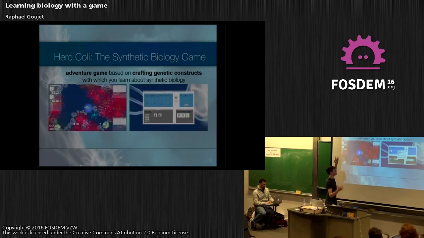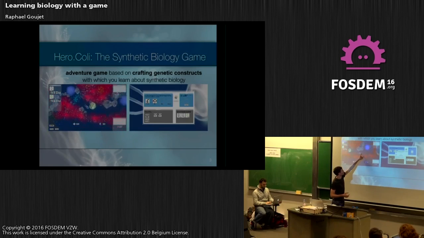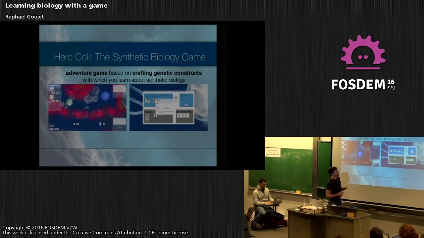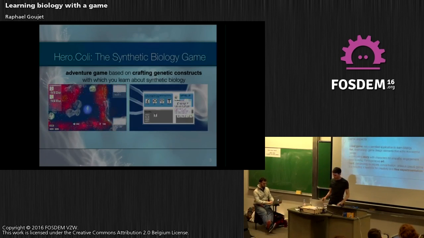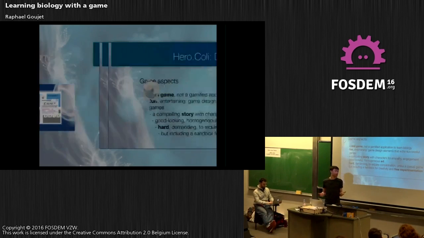That's something that you could have seen, but okay, demo effect. So later in the game, you have a bacterium that can be faster and that can be green. You can craft new genetic devices.